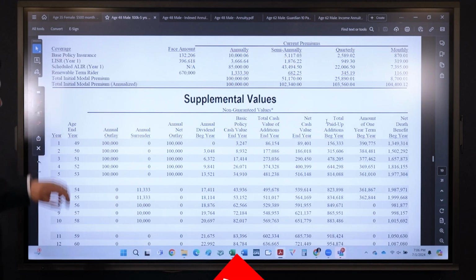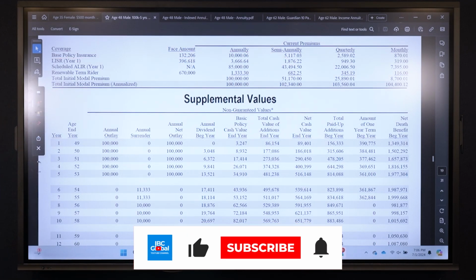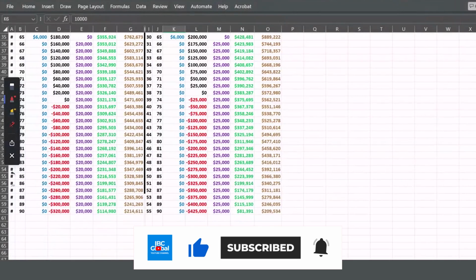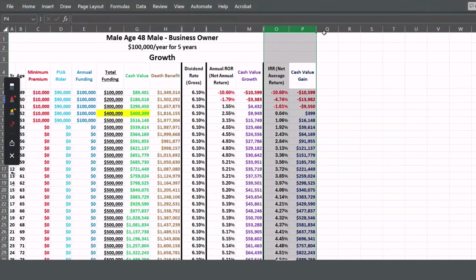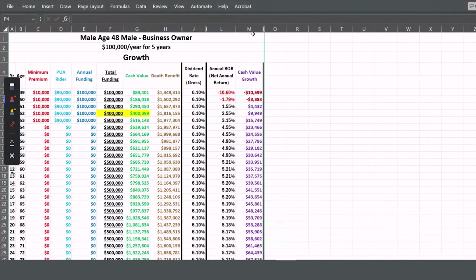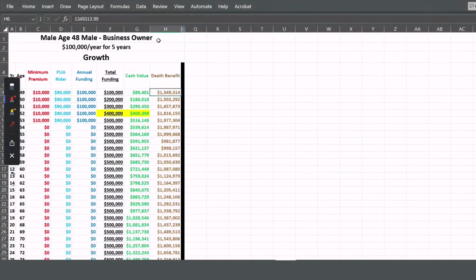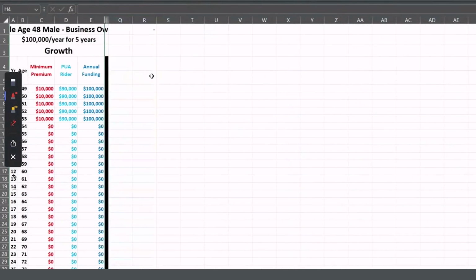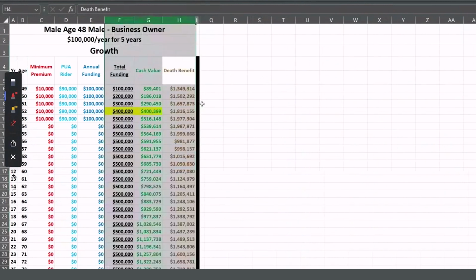So let's do this. Let's look at this on Excel, shall we? We'll break it down and make it a bit easier. We're going to look at a couple pieces here. All right, so starting on the far left, minimum premium, $10,000 per year. PUA rider, $90,000 per year. Net out of pocket, 100 grand. 100 grand times 5 years is $500,000.